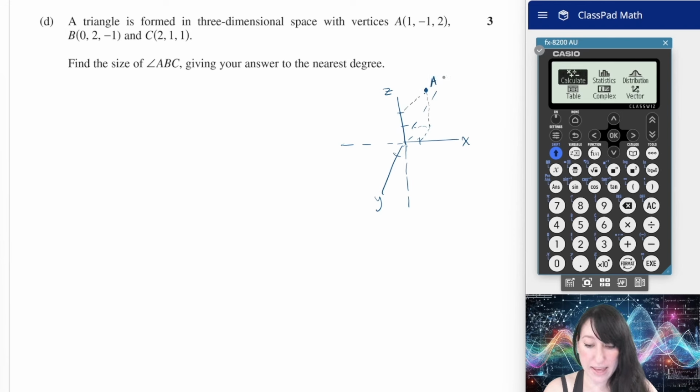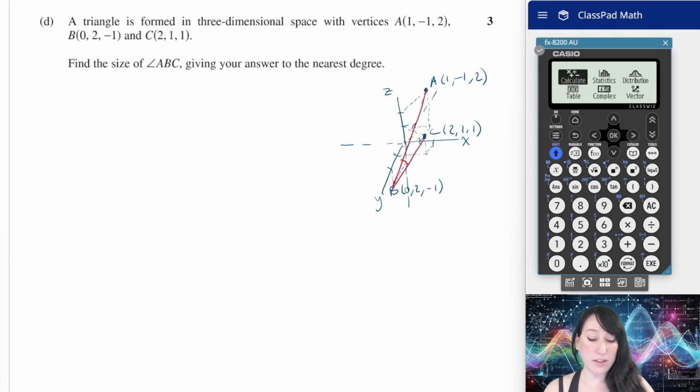So this would be A at 1, -1, 2. This would be B at 0, 2, -1. And this would be C at 2, 1, 1. We want the angle ABC to the nearest degree. We know we can find the angle between two vectors using the dot product.